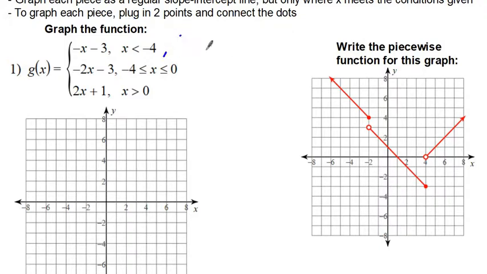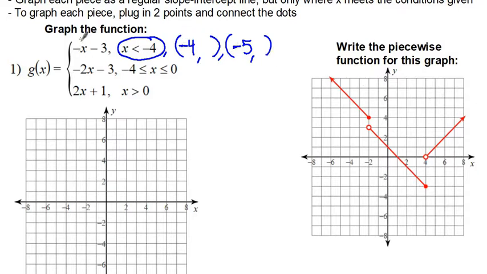So the first piece right here, we're going to get 2 points, and we need both of these points to meet this condition. It needs to be true for x that x is less than negative 4. So let's plug in negative 4 and let's plug in negative 5. Now you might say, well, it says x is less than negative 4, why are we plugging in negative 4? And you'll see why in just a sec. So let's plug those points in.